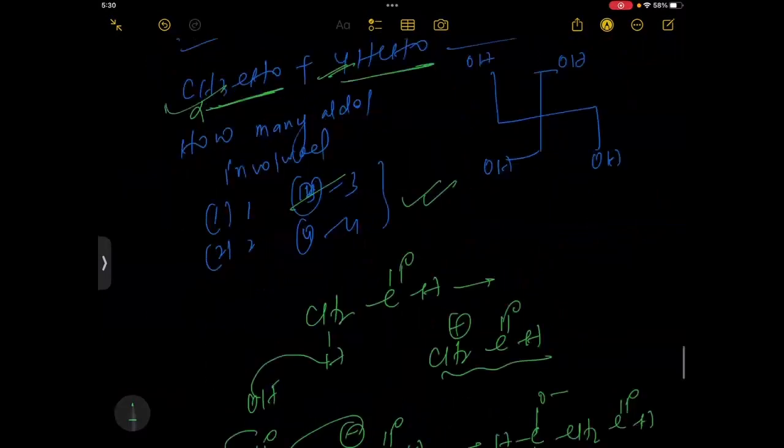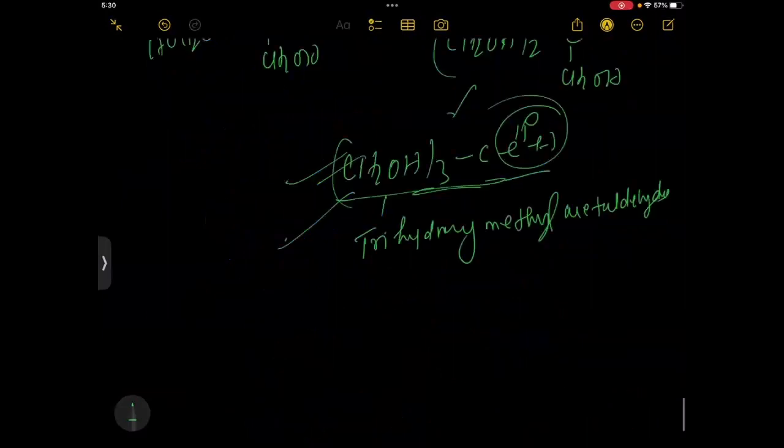So students, neither this compound contains alpha hydrogen nor does formaldehyde contain alpha hydrogen. So from here the crossed Cannizzaro reaction will start. So CH2OH 3 times C double bond OH, and you have taken HC double bond OH. Through the mechanism you will understand the crossed Cannizzaro.